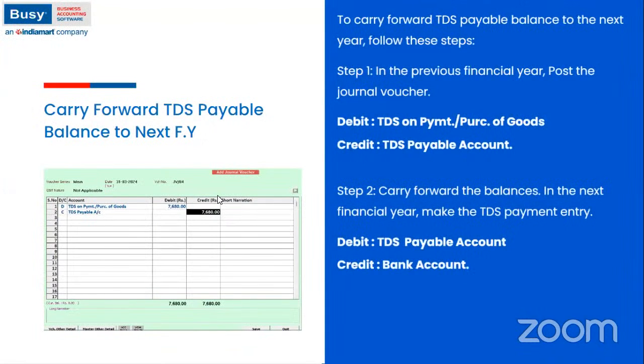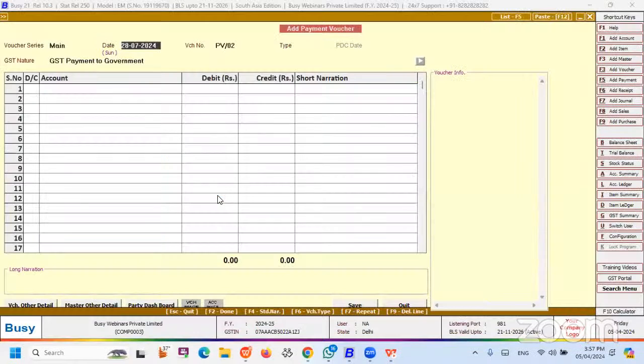In my next slide, let me explain how to carry forward the TDS payable balance to the next financial year, tax deducted at source. Sometimes users manage their expenses along with TDS entries, or sometimes they use the 194Q TDS section. In that case, TDS payable account management is also required for the financial year change. So how to do that? Let me explain.